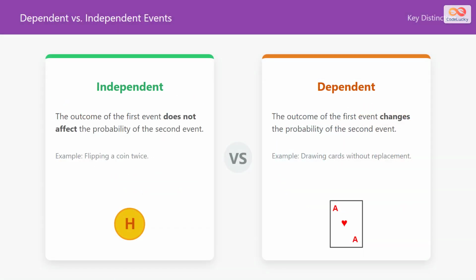Before using the formula, you must distinguish between independent and dependent events. Independent events are like flipping a coin twice. The first flip doesn't change the second. However, dependent events are like drawing cards without putting them back. The first draw changes the deck, which affects the probability of the second draw.